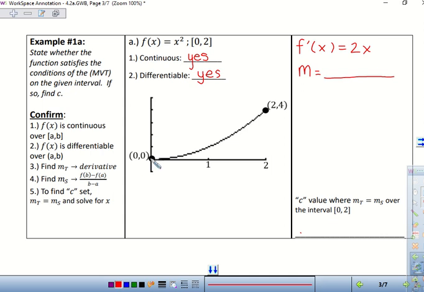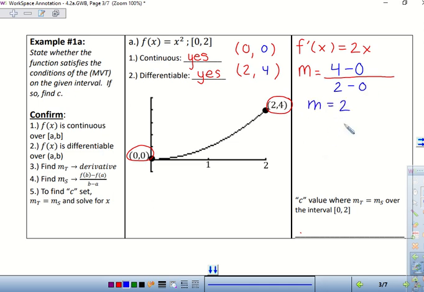Step 2 is to find the slope over the interval given. So in this case, I gave you both the coordinates, but what if I only gave you the 0 and the 2? What would you do to get the y values? Plug them into the function. Good, so oftentimes you're only going to be given the x values. You have to plug them back into the function to get the y. So like 0 squared is 0, 2 squared is 4, and now I have the 2 coordinates. Okay? Then you're going to calculate the slope, y2 minus y1 over x2 minus x1, which gives me m equals what?